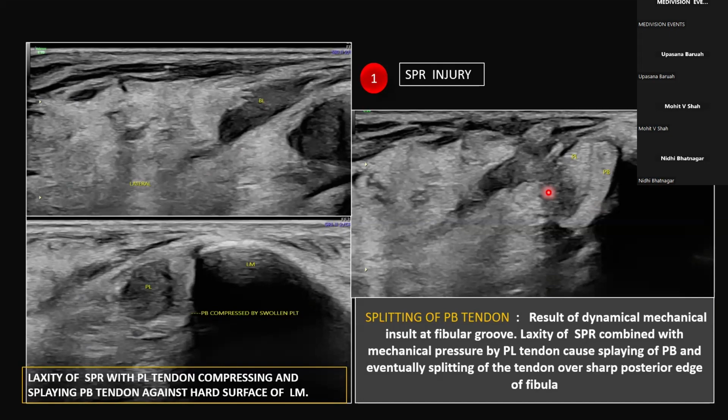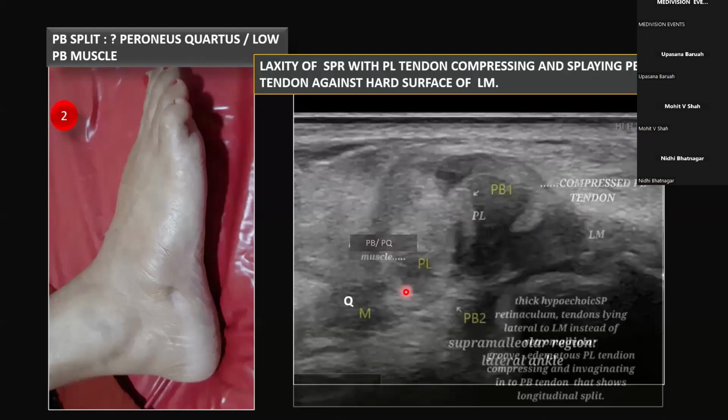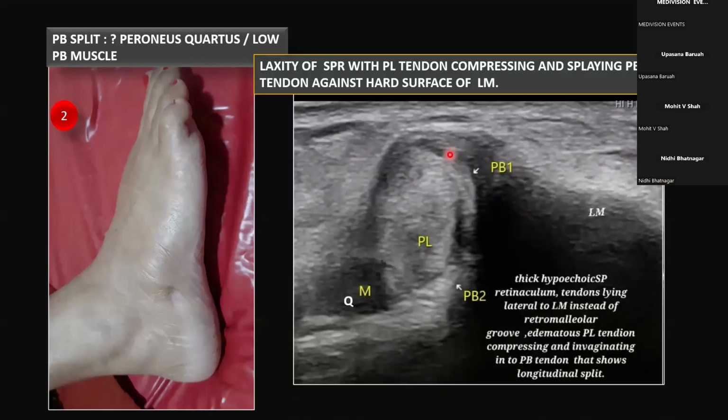You can see there is a lax superior peroneal retinaculum, and the peroneus longus and peroneus brevis are subluxating into it, and the peroneus longus is already causing compression, and there is a muscle belly there. And at the level of the lateral malleolus, we can see it's subluxating. There is thickening of the peroneal retinaculum.